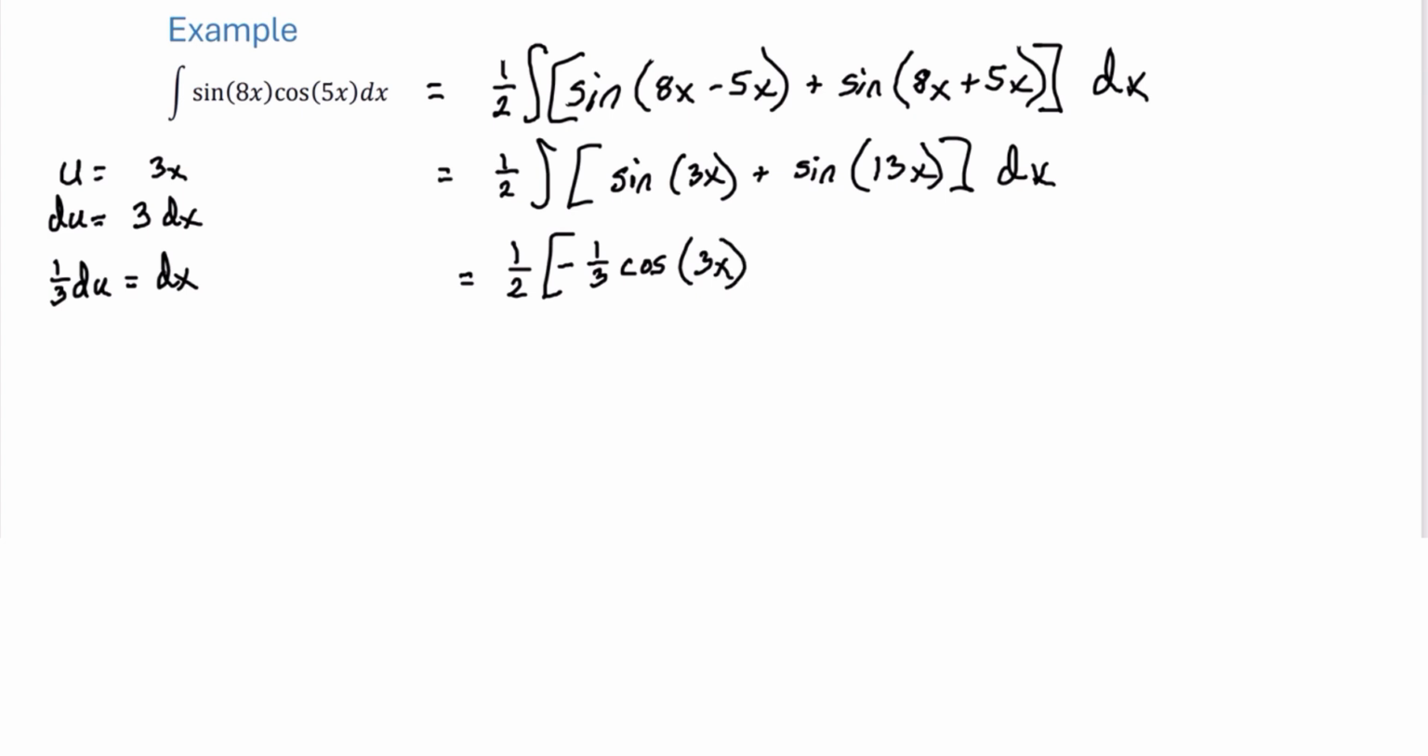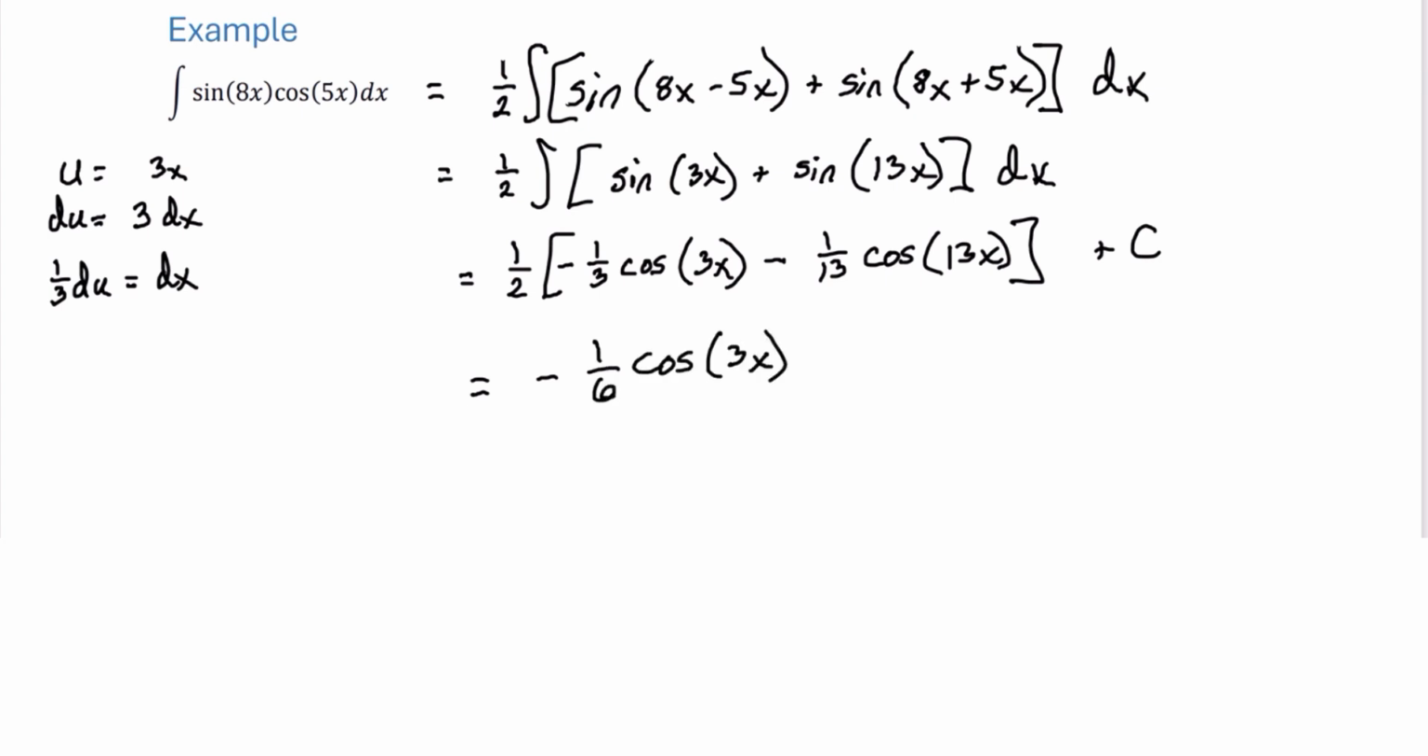And a similar thing will happen in the next one. We'll have negative 1/13 cosine of 13x. And all of this is plus c. Finally, we'll go through and distribute that 1/2. Negative 1/6 cosine of 3x minus, again, we'll distribute, and bring down the plus c.